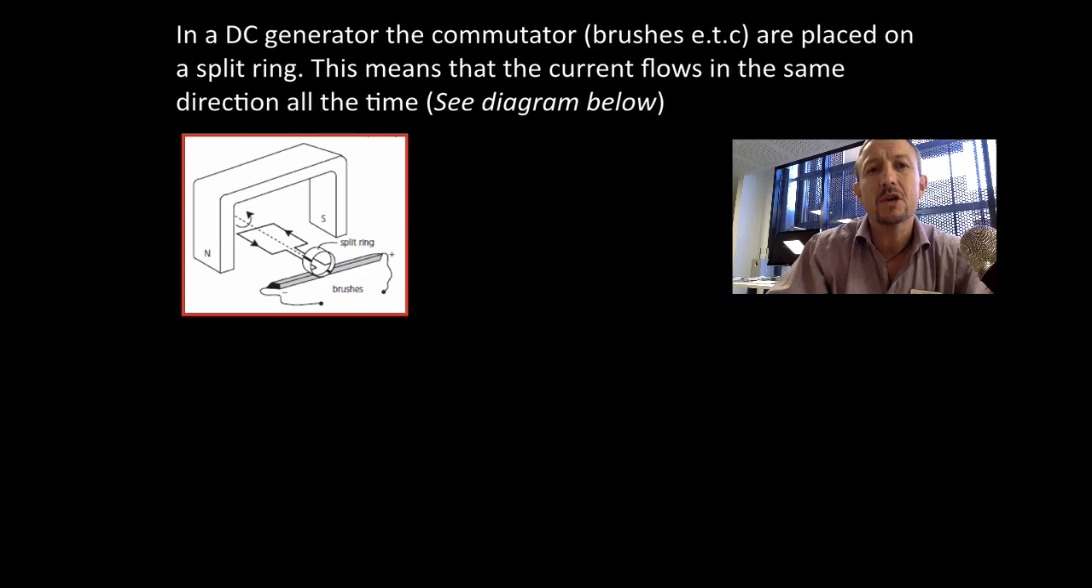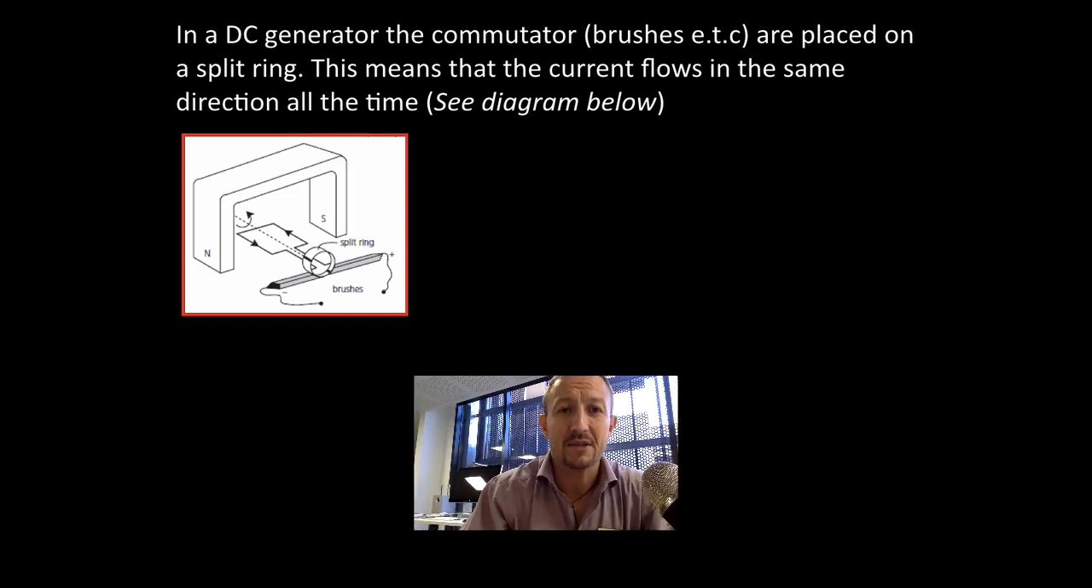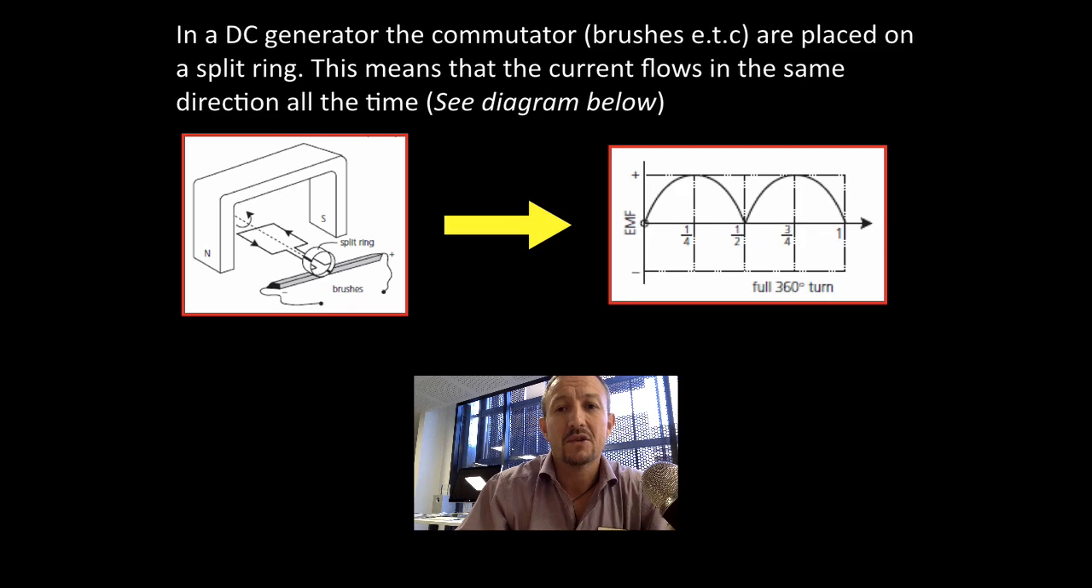Okay, so we've got two types of generators which we can produce. We've got DC generators. In this case, the commutators are linked with a split ring, so they're continually changing. So what we'll get is, for a DC, because we're continually changing our direction, one minute it's going to be positive, the next it's going to be negative. What we get is a curve which is shown on the right hand side.